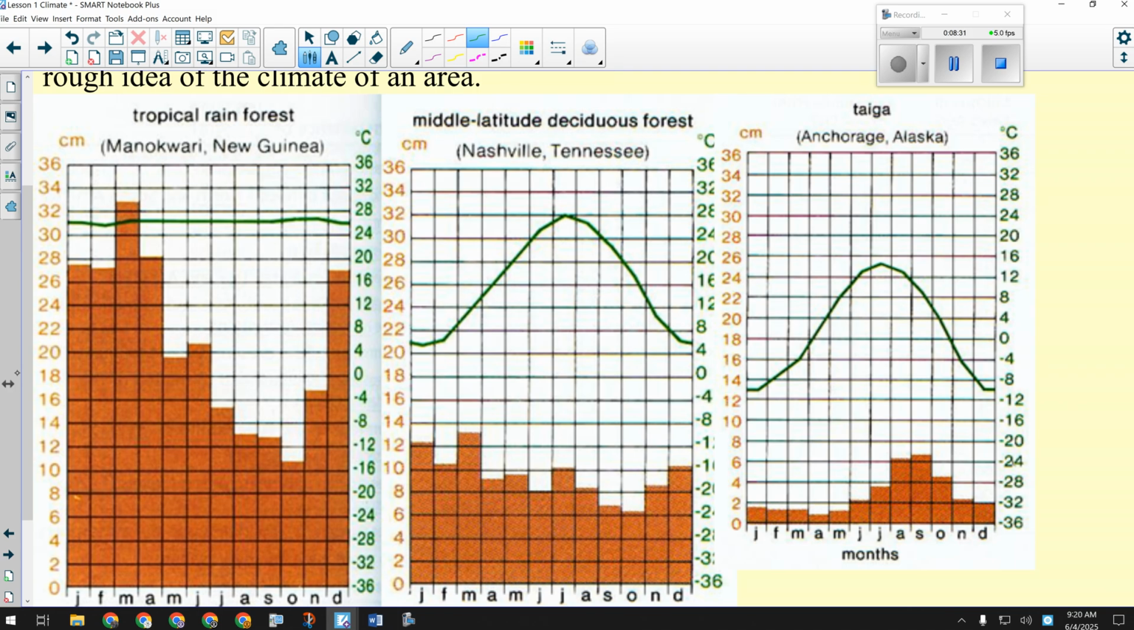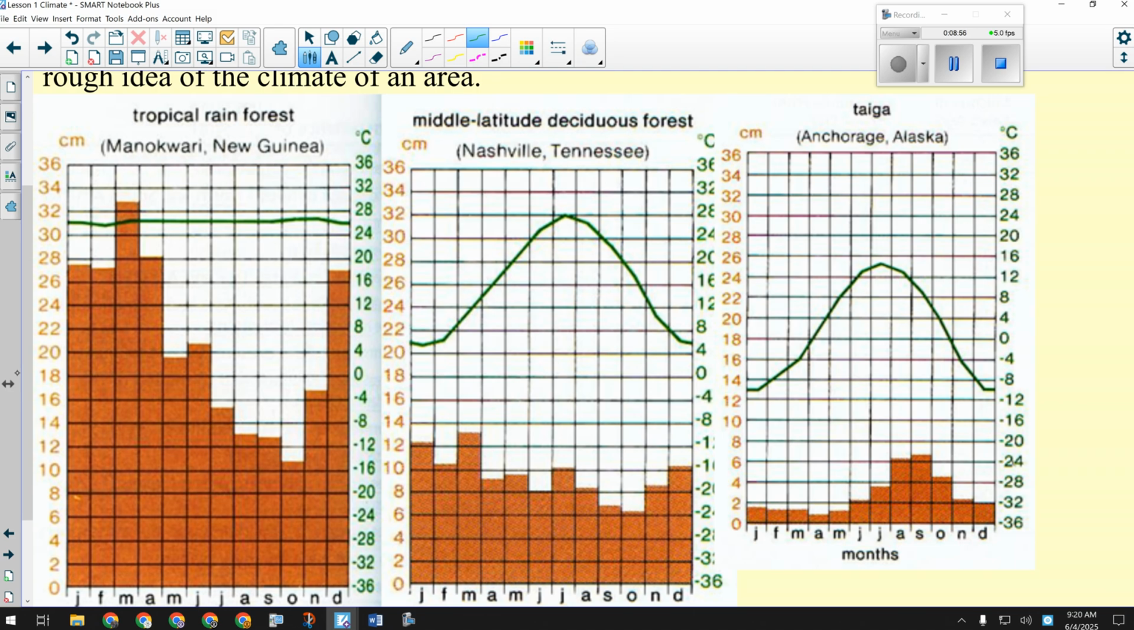So this first place here is Manokwari, New Guinea. That city basically sits on the equator. What do you notice about the temperature? It's consistent. That you would see for basically any equatorial city or area. If anywhere near the equator, the temperature line is going to be flat.